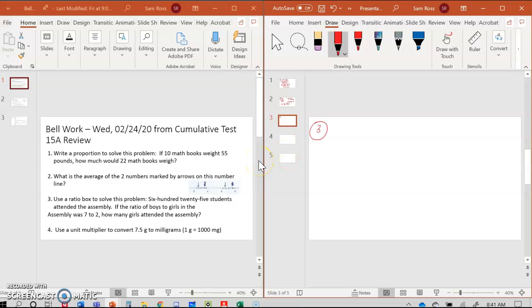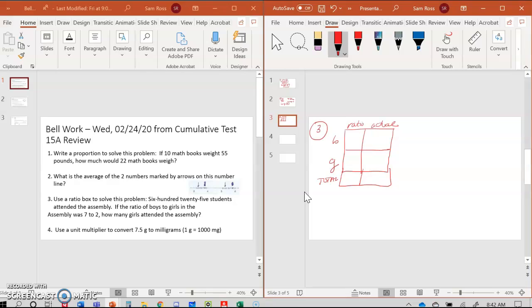Okay, it says use a ratio box to solve this problem. 625 girls attended the assembly. If the ratio of boys to girls in the assembly was 7:2, how many girls attended the assembly? So let's see. Here's my ratio box. This is ratio. This is actual. Boys, girls. And it says, oh, and it has a total. It tells me how many total students.